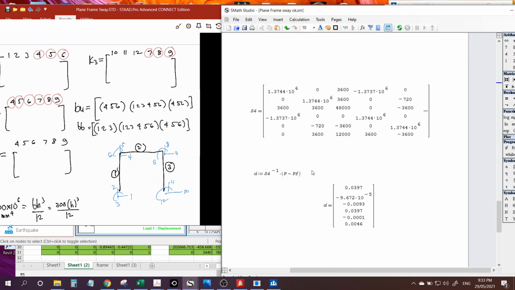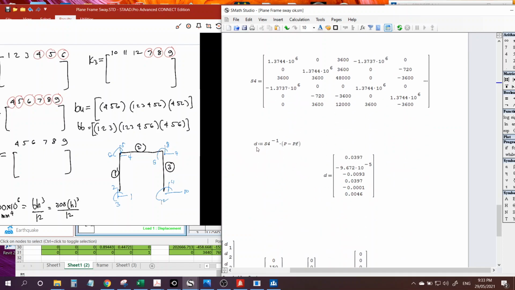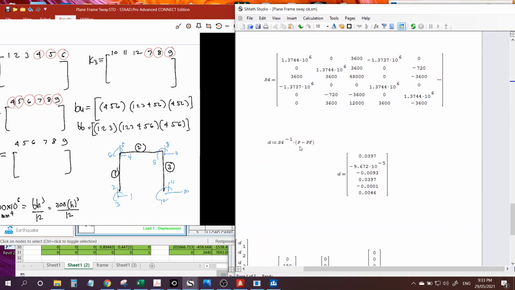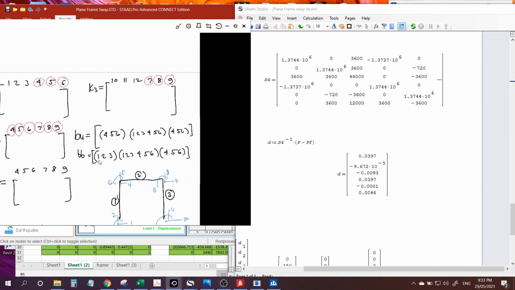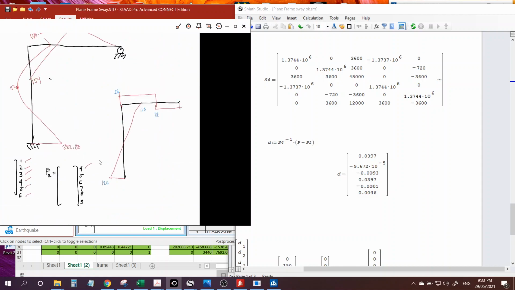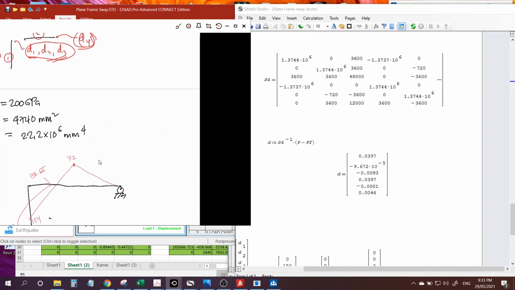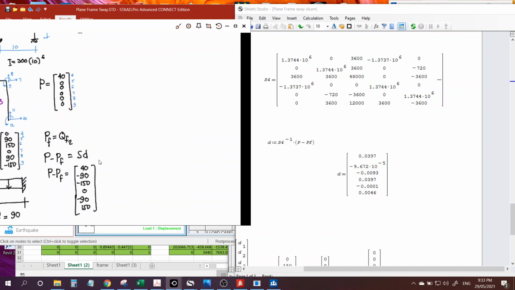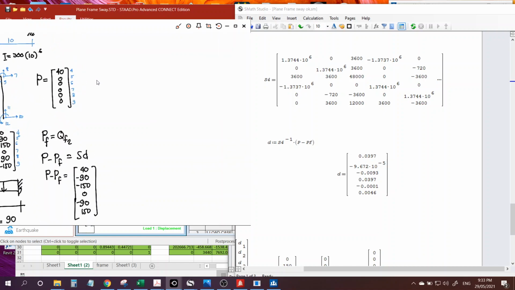So this is the S matrix, and this is because we have both the P matrix and P sub F, right? Where is our P matrix here? I think it's in the other one. So this is our P matrix because we have a joint load applied, the 40 kilonewton one. Remember, the P matrix is the joint load, while P sub F came from the Q sub F.